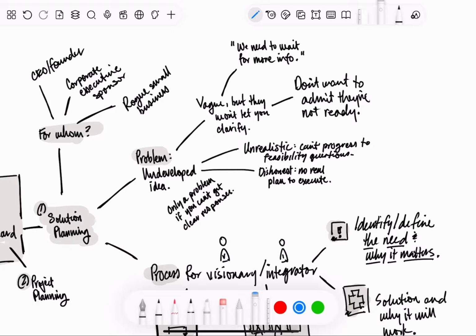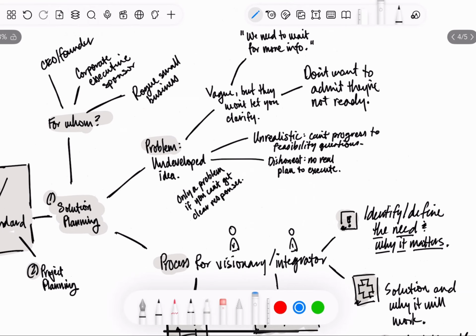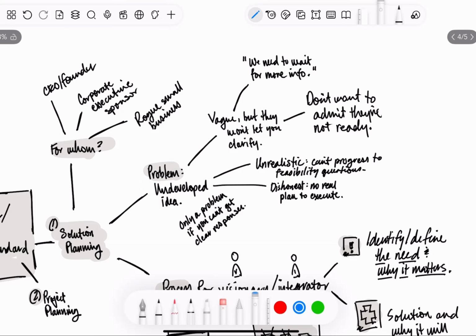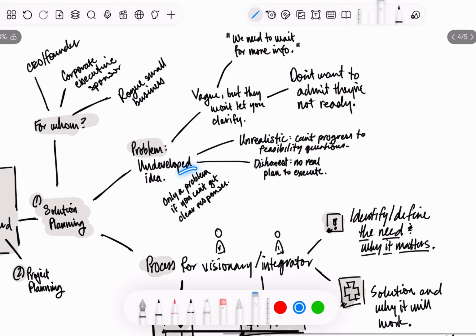They don't like integrators. And the reason for that is that the integrator is like, okay, but I want to do it and know how to do it. Therefore, you have to share the problem and the reason, so I can understand the why, so I can turn it into an actual project for you and get it done. These things are only a problem if you can't get clear responses in the situation, can't get clarity from the visionary, or the visionary just doesn't want to talk about it.